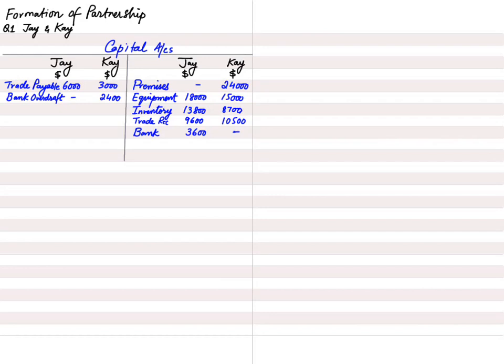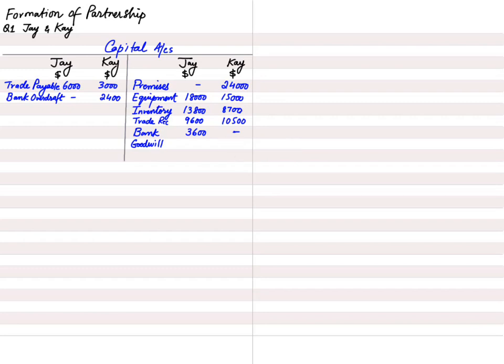Okay, so let us start the adjustment for goodwill. There are two adjustments we need to make. First of all, we need to create the goodwill. If we are creating goodwill, we'll be making an entry of goodwill debit and capital credit. Why is goodwill being debited? Because goodwill is an asset for the business. Goodwill will be debited and the capital accounts would be increased with this.